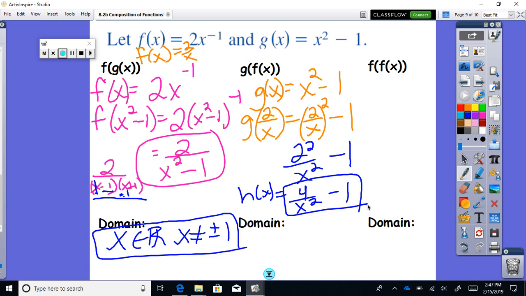Remember domain, you can't divide by 0 again. The only thing squared that equals 0 is 0. So you can't have 0. You can't divide this one by 0. So x is an element of the real numbers, except for that x will not be able to equal 0.